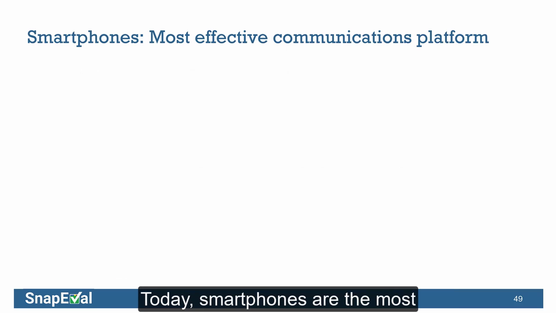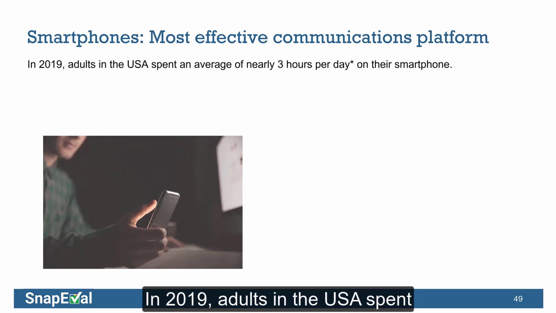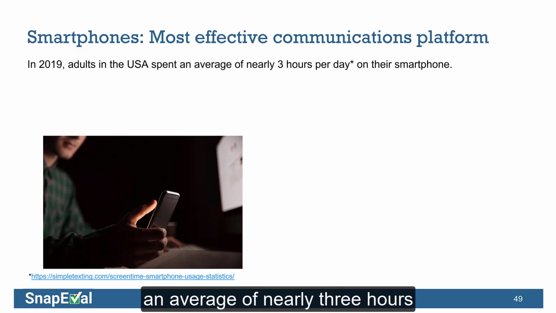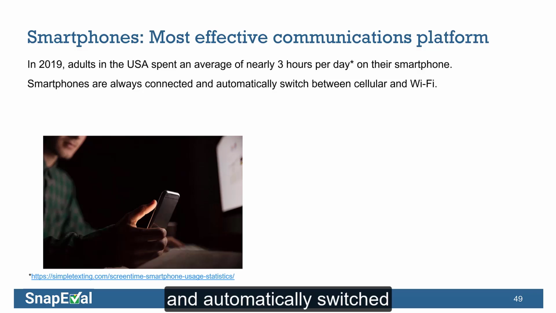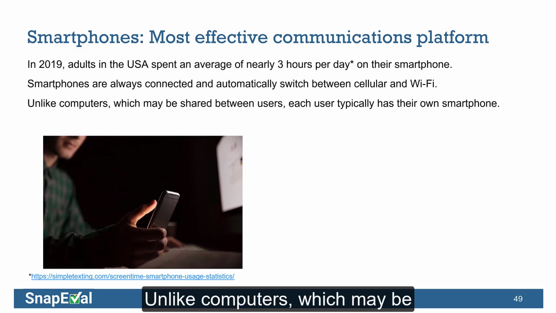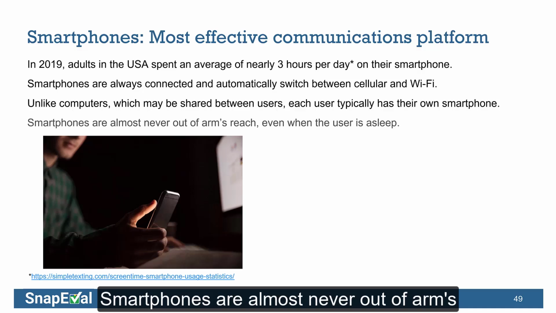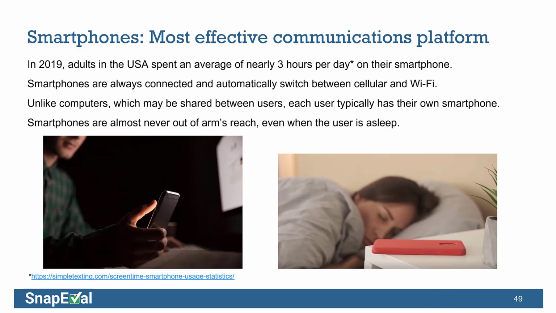Today, smartphones are the most effective communications platform. In 2019, adults in the USA spent an average of nearly 3 hours per day on their smartphone. Smartphones are always connected and automatically switch between cellular and Wi-Fi. Unlike computers, which may be shared between users, each user typically has their own smartphone. Smartphones are almost never out of arm's reach, even when the user is asleep.